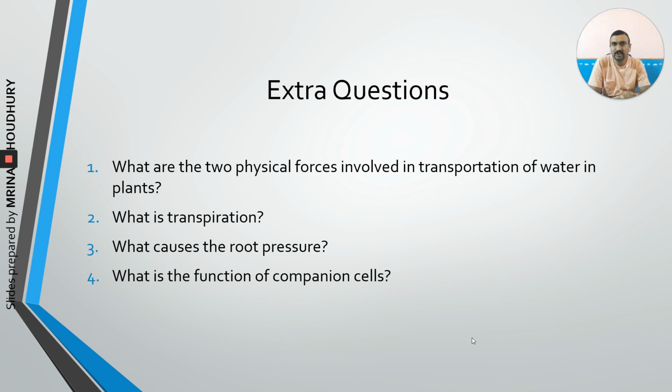What is transpiration? The loss of water in vapor form is transpiration. What causes the root pressure? The continuous entry of water due to osmosis causes the root pressure. What is the function of companion cells? It helps in the transportation of substances from one cell to the sieve tube cell, and also it maintains the metabolic activities of the sieve tube cells.